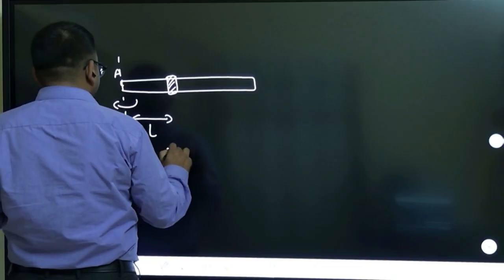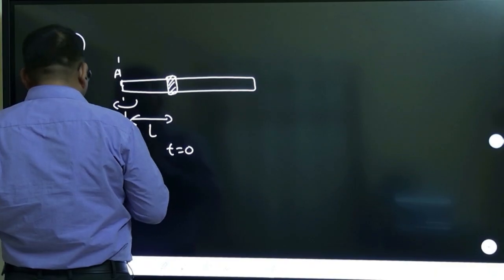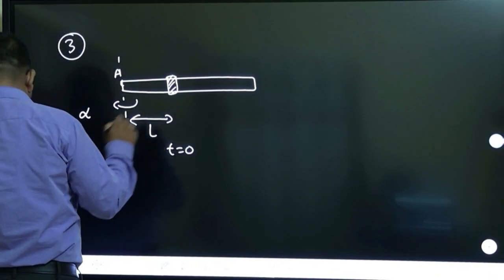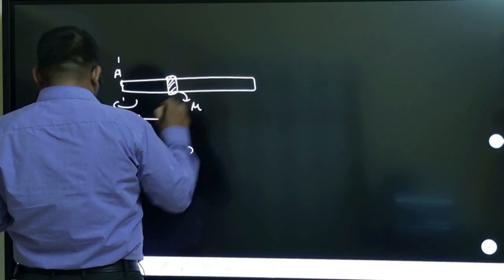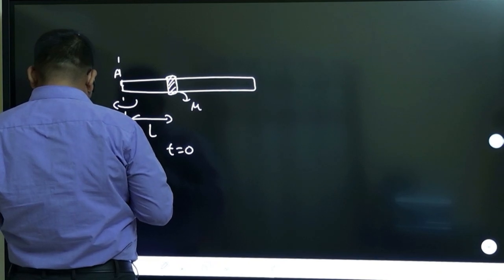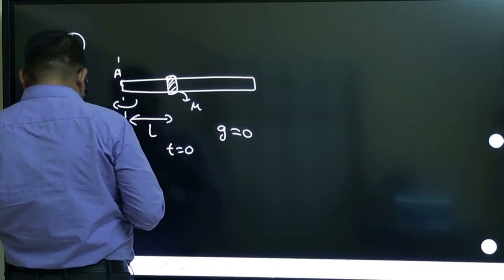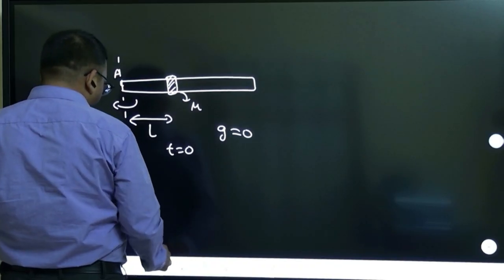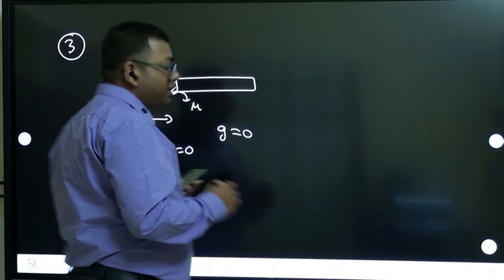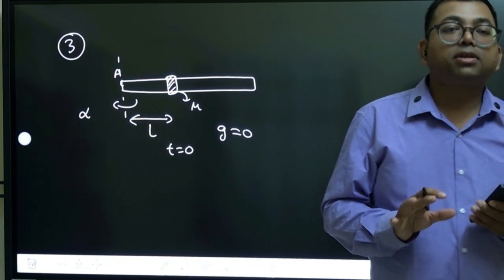Initially, time 0. The rod is set into rotation with a constant angular acceleration. Alpha is a constant angular acceleration. The coefficient of friction is mu here. Gravity is neglected. g you take as 0. g is not there. Okay, then the time after which the bead starts slipping. The time after which the bead will start slipping, that is the question. So this question is a main question, let me tell you.